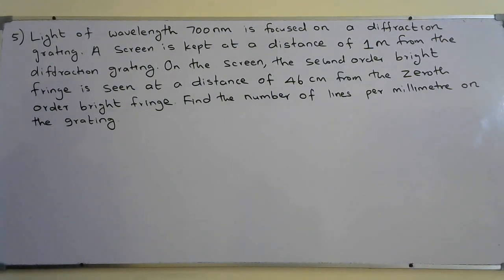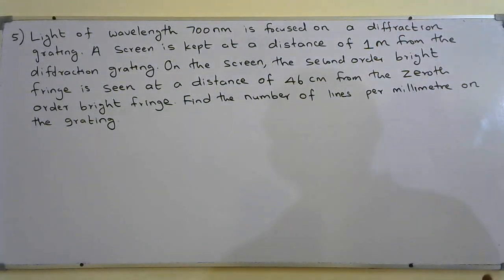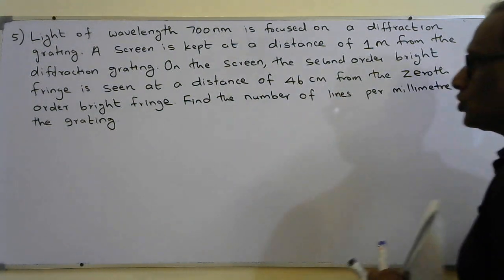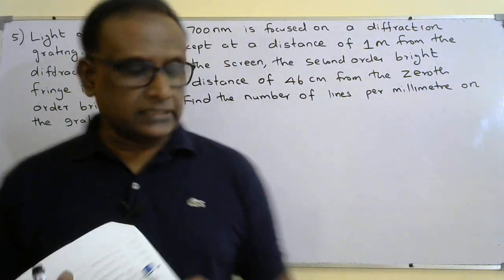Okay, so the fifth question. Light of wavelength 700 nanometers is focused on a diffraction grating. A screen is kept at a distance of 1 meter from the diffraction grating. On the screen, the second order bright fringe is seen at a distance of 46 centimeters from the 0th order bright fringe. Find the number of lines per millimeter on the diffraction grating.